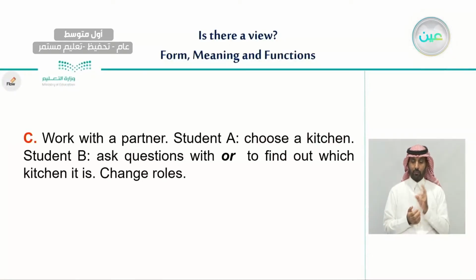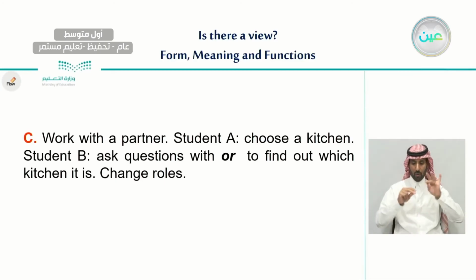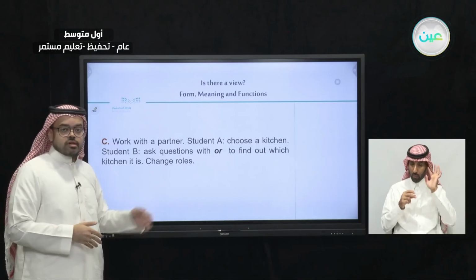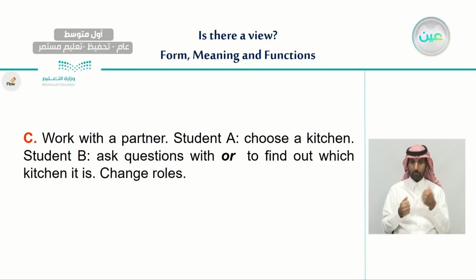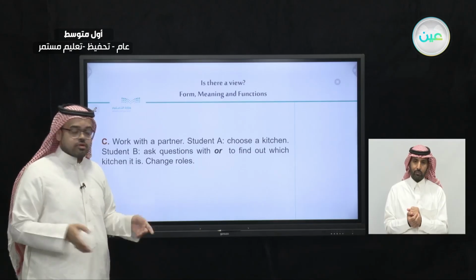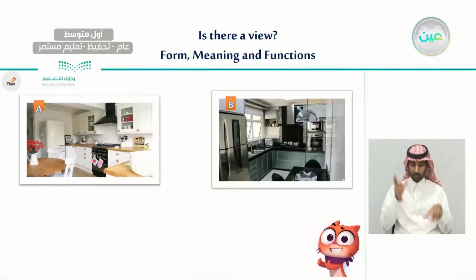How about the one remaining conjunction? Do you know what it is? Very good, yes, it is or. And we're going to use or in this exercise. This exercise says, work with a partner. The first partner, student A, will choose a kitchen, and student B will ask questions with or to find out which kitchen it is. And we can change the rules if we would like to. So here we have two kitchens.